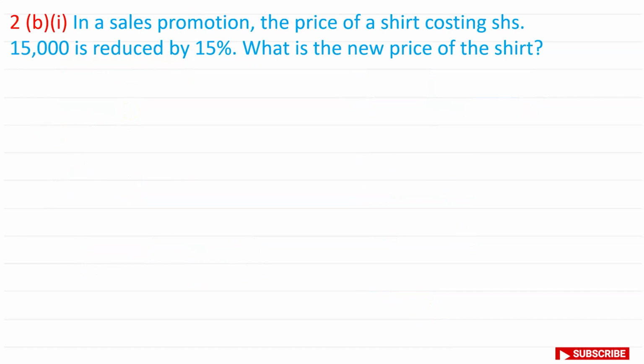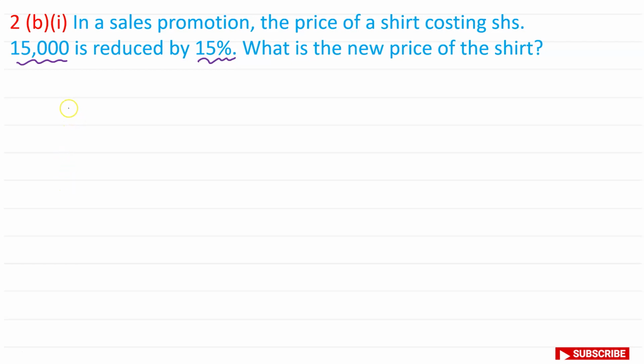And now for part 2bi, there are 2 parts for part B. Well, for the I part, we're told in a sales promotion, the price of a shirt costing shillings 15,000 is reduced by 15%. What is the new price of the shirt? Right, so what we need to find is 15% of 15,000 shillings, and then we need to subtract that from 15,000, and that will be the new price.